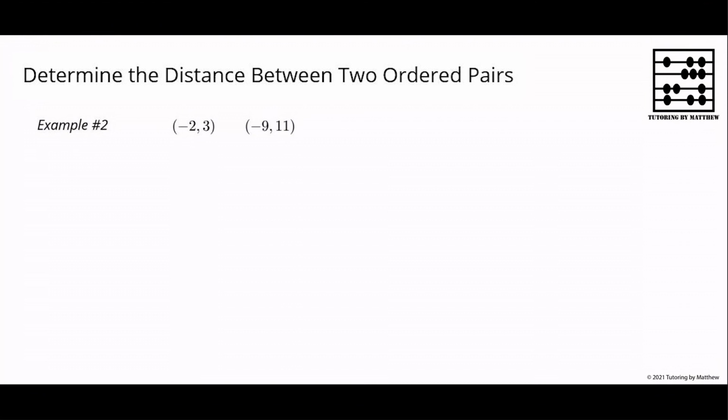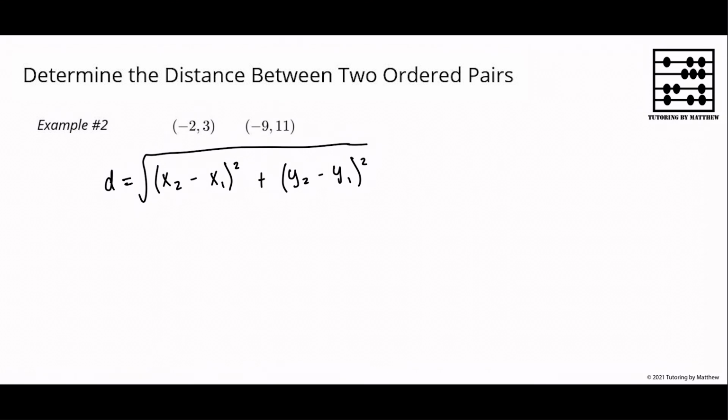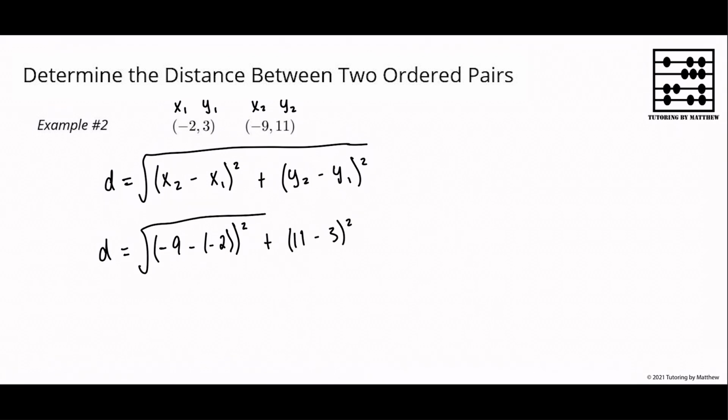The distance formula again is written as the square root of (x2 minus x1) squared plus (y2 minus y1) squared. Again, for consistency, I'm going to label the first ordered pair x1, y1 and the second ordered pair x2, y2. To find the distance, it's simply a matter of substituting the values from the ordered pairs into the equation. You'll notice I don't write the square root sign first because I don't know how much room I'm going to need. x2 is -9 minus -2 in parentheses squared, plus y2, 11 minus 3 squared, all square rooted.